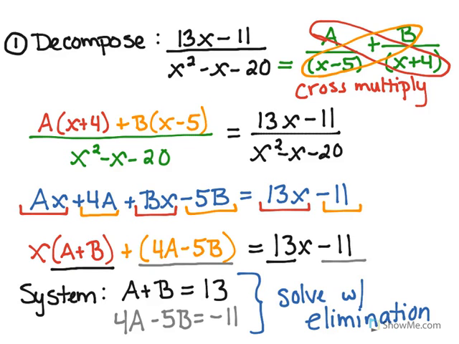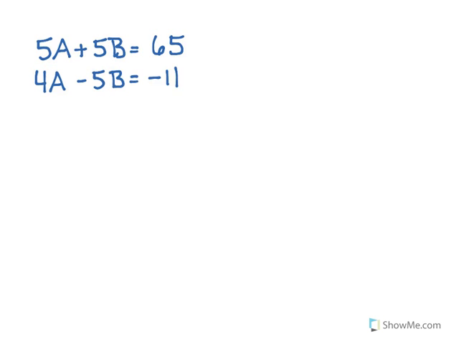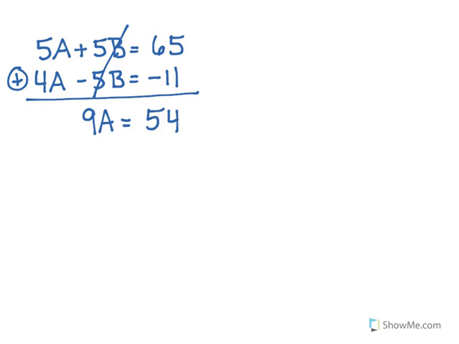So I'm going to choose to eliminate the b's. I'm going to take that first equation and multiply it by 5. So I'm going to have 5a plus 5b is equal to 65. And my second equation was 4a minus 5b equals negative 11. If I add going down, the b's will cross off, and I'll be left with 9a equals 54. Divide by 9, and you get a equals 6.